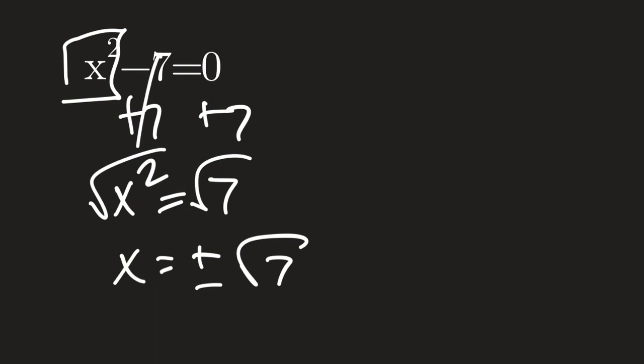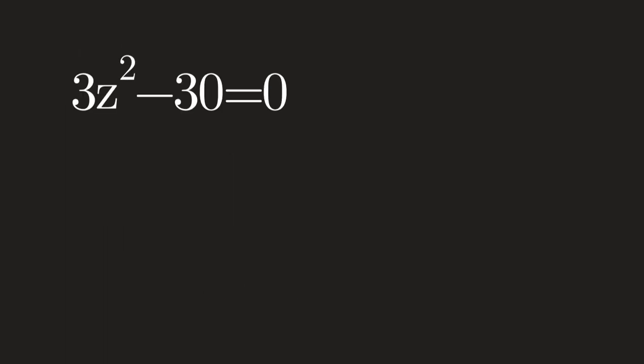Questions? So far, so good? Okay. Easy peasy. Let's go to the next one. Three z squared minus 30 equals 0.